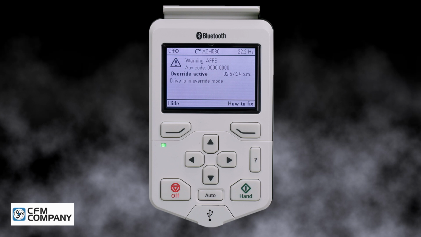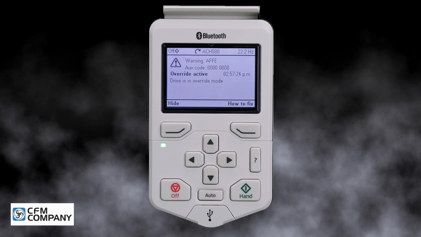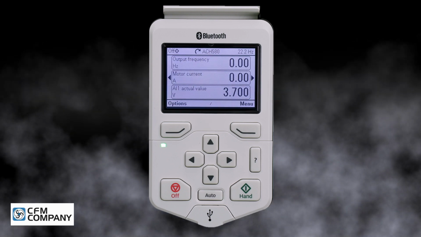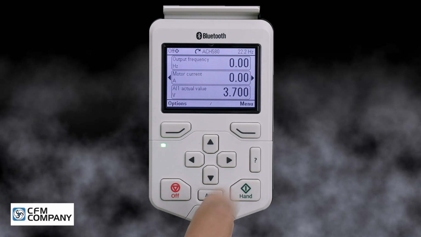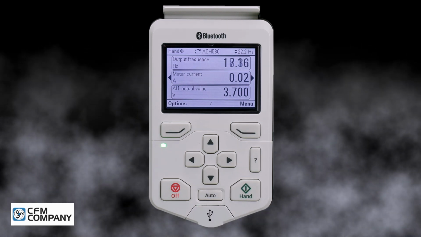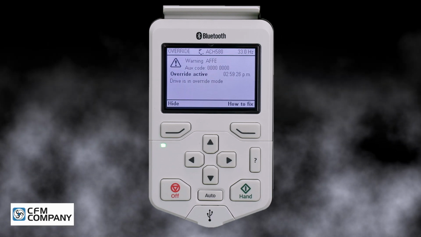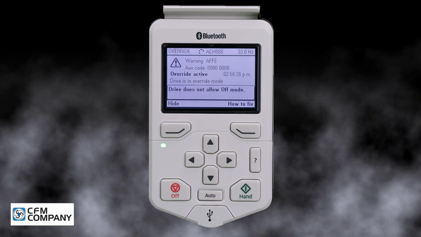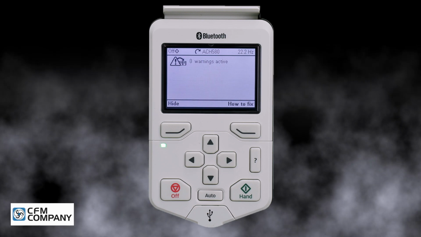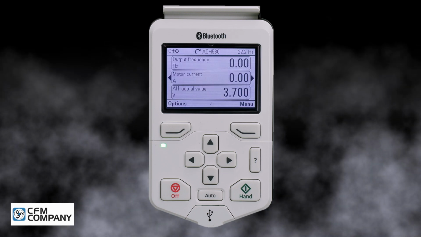If the system was running in hand mode with a local frequency reference, it will return to the off state and will require that the hand button is pressed to return to local operation. If the system was in a faulted condition prior to the activation of override mode, the fault will initially be cleared. If the same fault occurs again, the fault will be active.